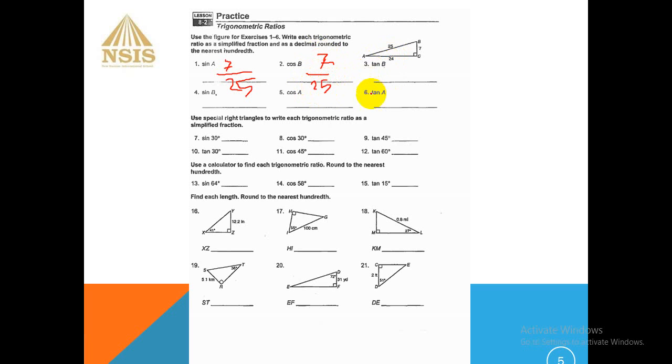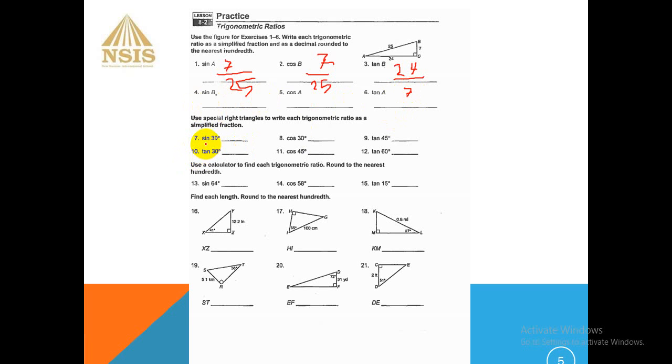That's it. Here I want tan B. Where is B? This is B. What did we say about tangent? Tangent is opposite over adjacent. So it will be 24 over 7. And you can solve 4, 5, and 6 as an exercise.